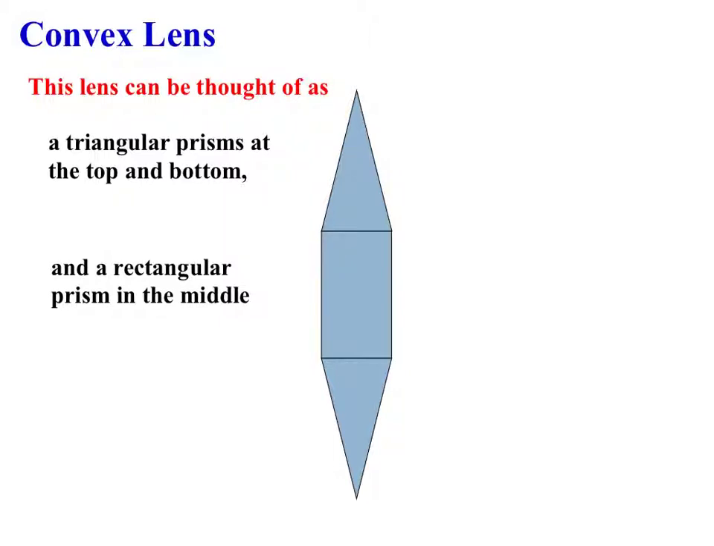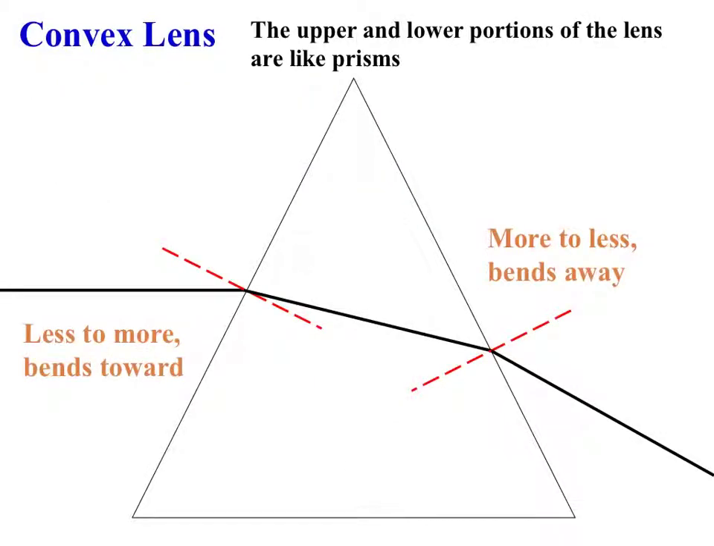So a convex lens can be thought of as triangular prisms at the top and the bottom and a rectangular prism in the middle. So we said, like prisms, going from less dense material to more dense material, we're going to bend towards the normal. And if we move from a more dense material to a less dense material, we're going to bend away from the normal. Again, the normal is a line that's perpendicular to your surface.